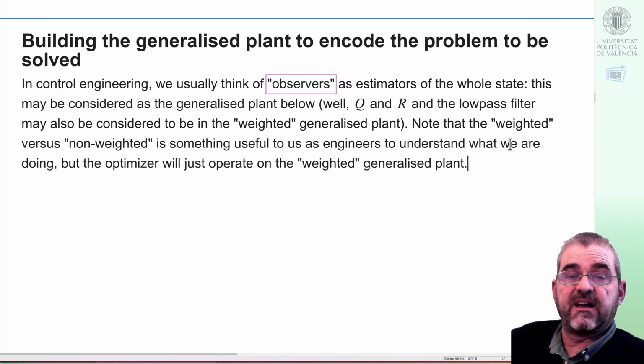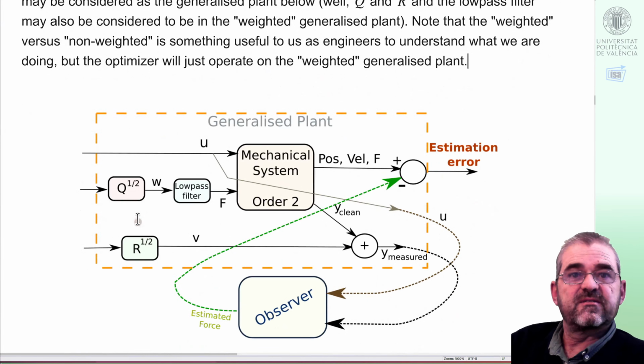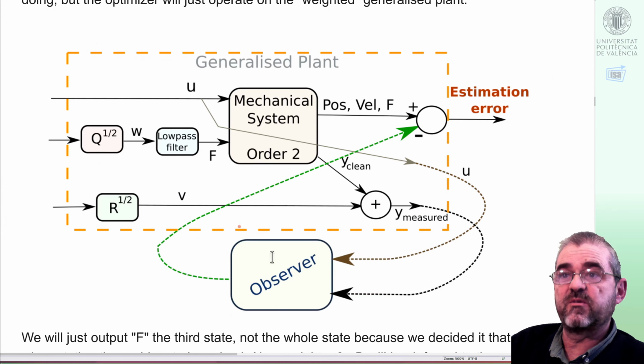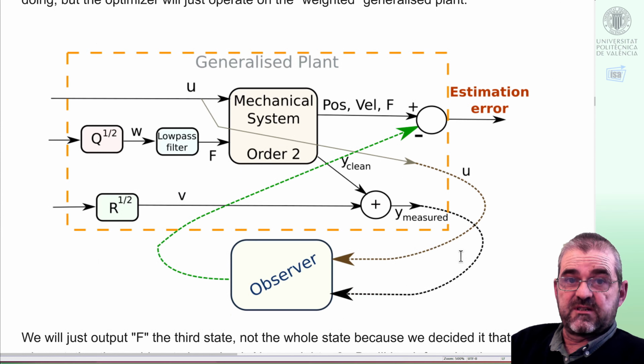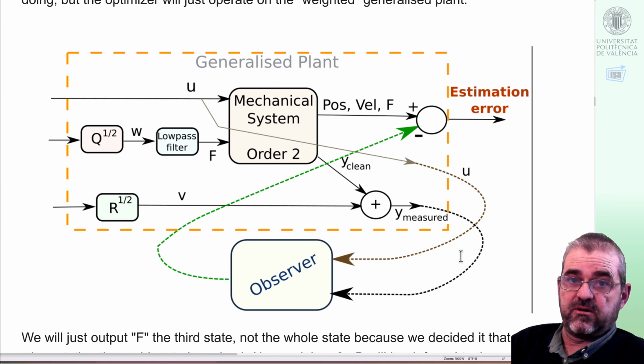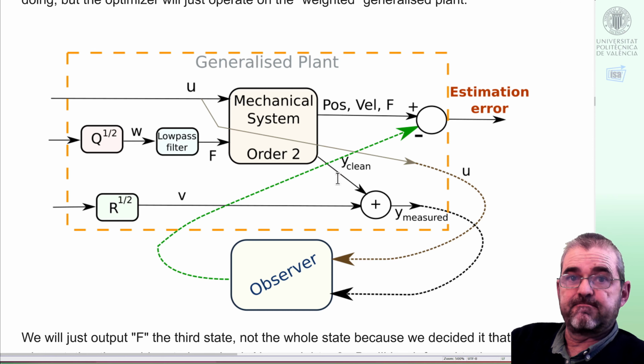And in fact, I am now putting in this diagram the noise amplitudes in here, but maybe you would consider them to be part of the weighted generalized plant, because why not? Okay, it's the same, only the end is what matters for the optimizers. So let us discuss the meaning of this block diagram, which poses our problem of state estimation, and we'll add on further weights later on. What does this block diagram mean?